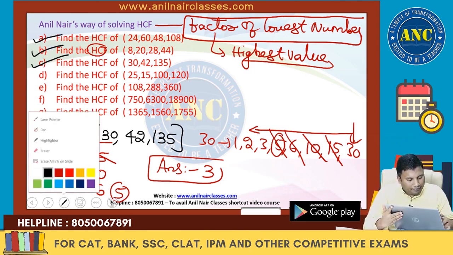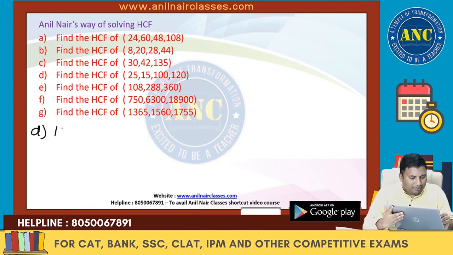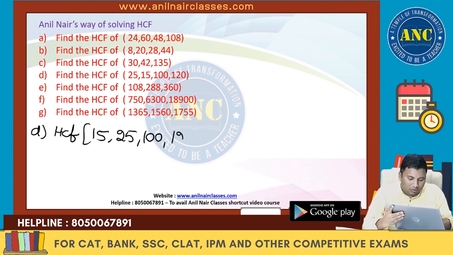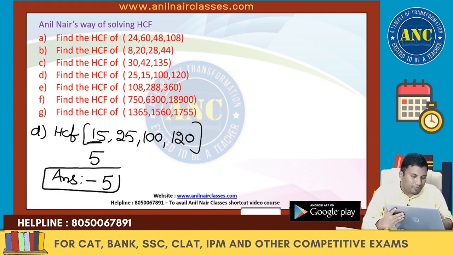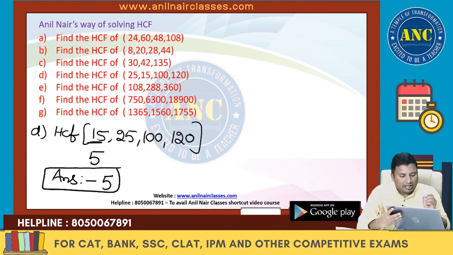Fourth one. Find the HCF of, write down in serial order, 15, 25, 100 and 120. 15 is not a factor of 25. Next factor is 5. 5 will divide 25. 5 5s are 25, 5 20s are 100. 5 24s are 120. Answer for this question is 5. I hope option D is clear to you.